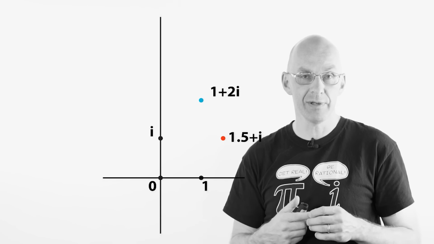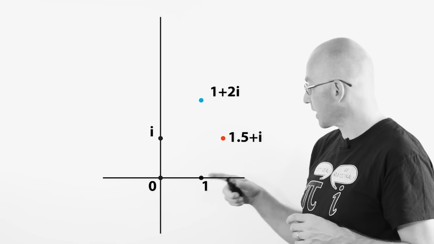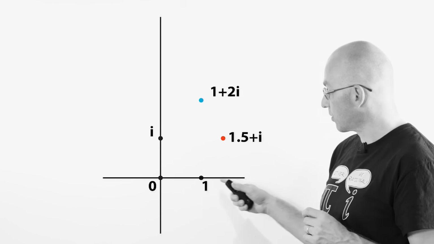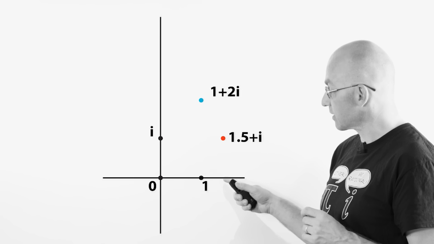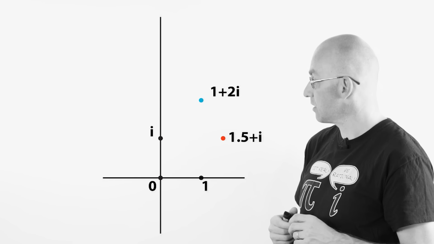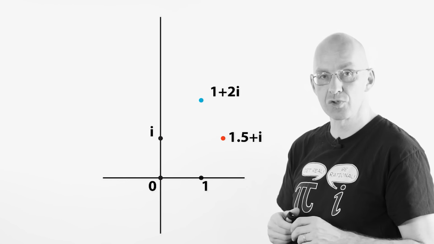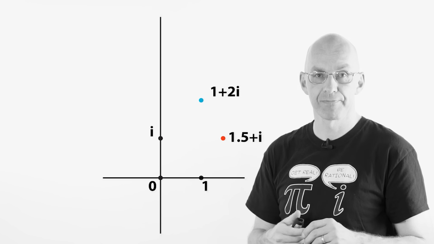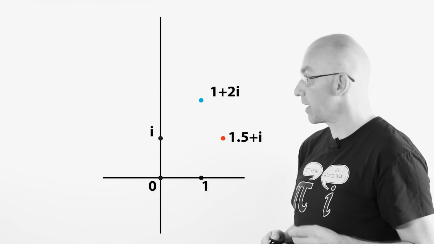So every complex number corresponds to a point in here. For example, 1.5 plus i is just the point where you go 1.5 over here along the x-axis and then 1 up, in the direction of the y-axis. And then this guy here, for example, 1 plus 2i: 1 over here, and then two units up. Okay, now, let's multiply those two things together.